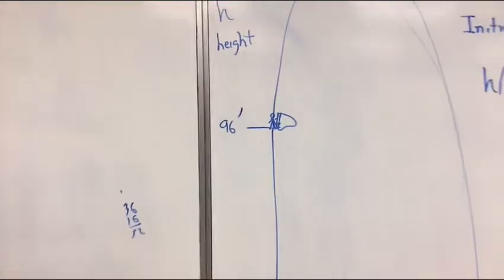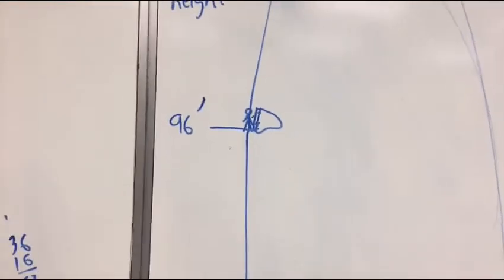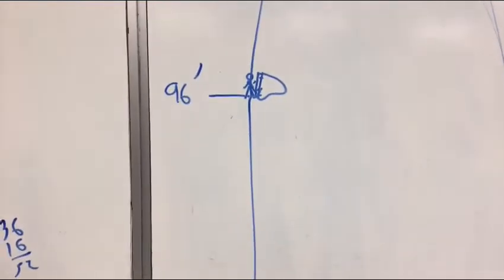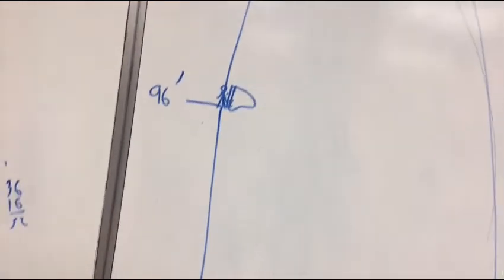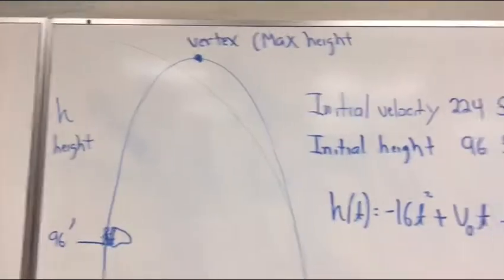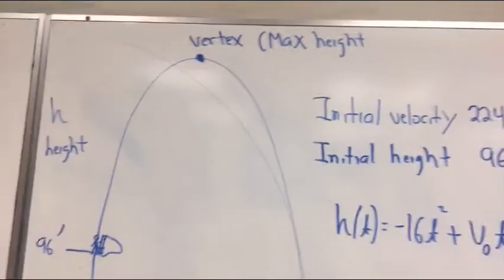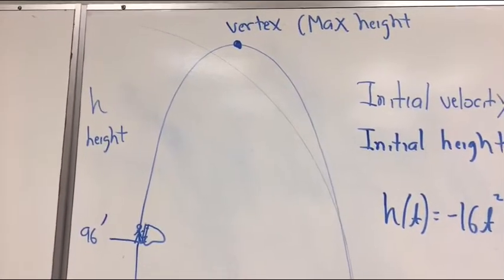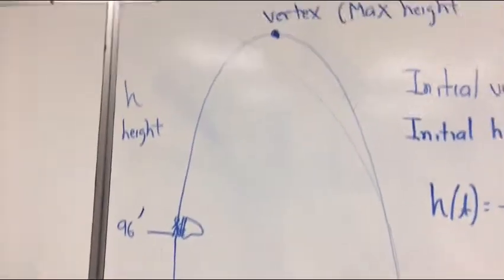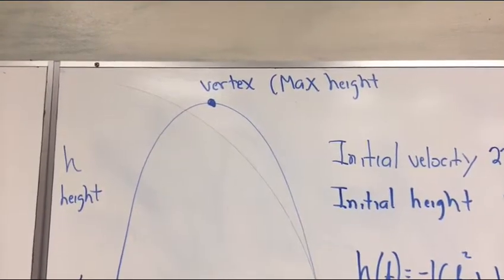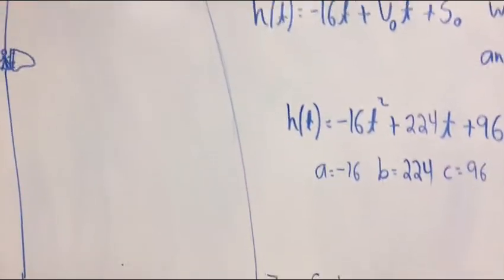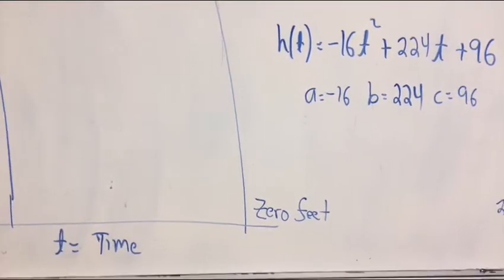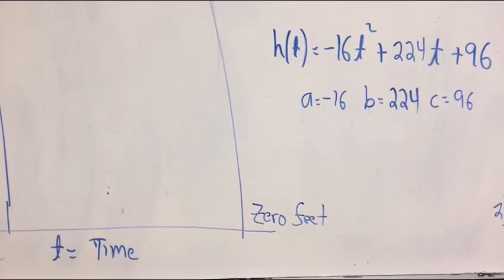Here we go. We got Super Dave Osborne. He's going to throw a piano up in the air, and the initial height is 96 feet, okay? He's going to throw that piano up into the air at a velocity of 224 feet per second, okay? The piano is going to go up to some height after some time, and then it's going to hit the ground, okay? Now, when it hits the ground, it's 0 feet, okay?